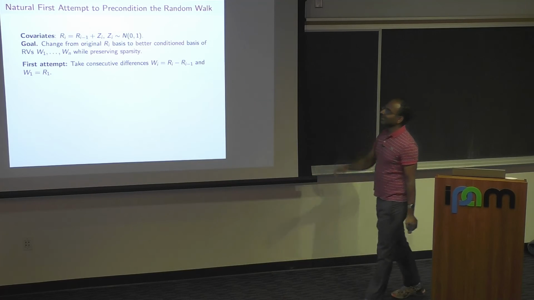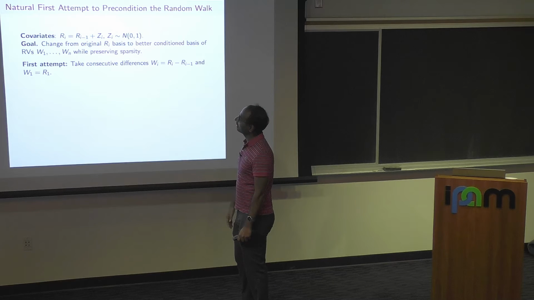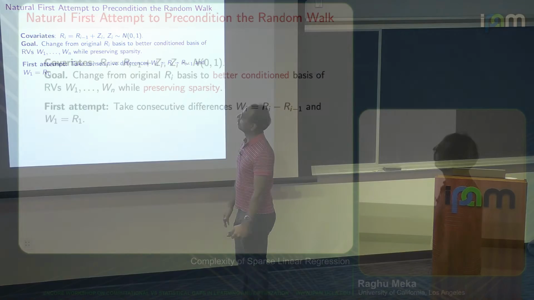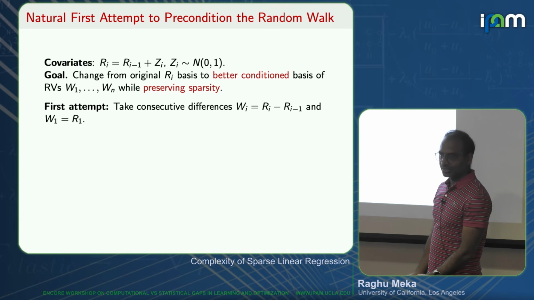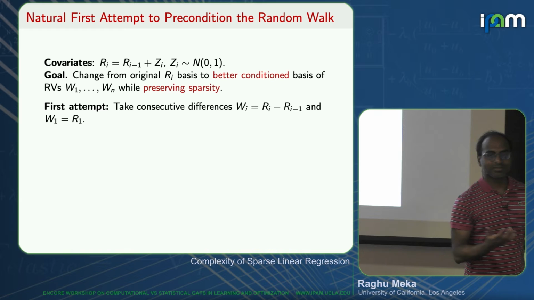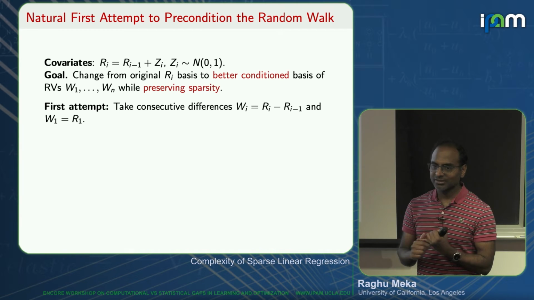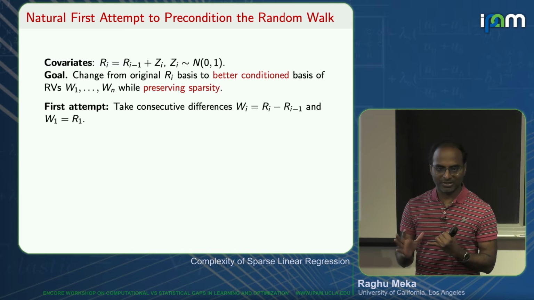Okay, so let's go back to the random walk example. Here we have R_i is R_{i-1} plus Z_i, just a reminder. Our goal now is to do a basis change. I want to work in a different basis. I want to replace these R_i's with some other linear combination so that the new variables are better conditioned, but I still want to preserve some kind of sparsity.